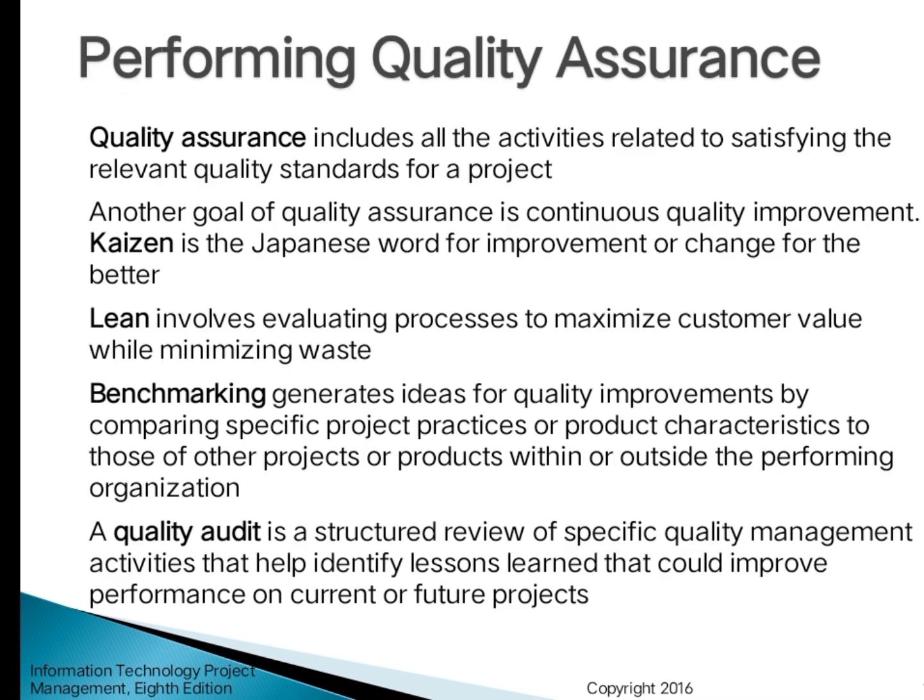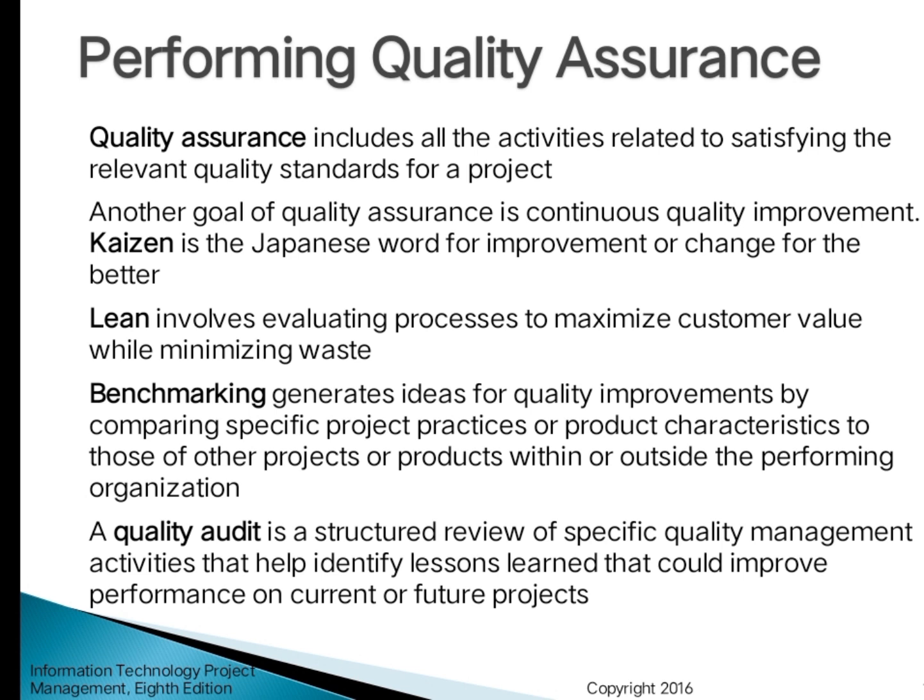So performing quality assurance, what do we mean by quality assurance? It includes all the activities related to satisfying the relevant quality standard for a project. Then another goal of quality assurance is continuous quality improvement. Kaizen is a Japanese word for improvement or change for the better. Lean involves evaluating processes to maximize customer value while minimizing waste.